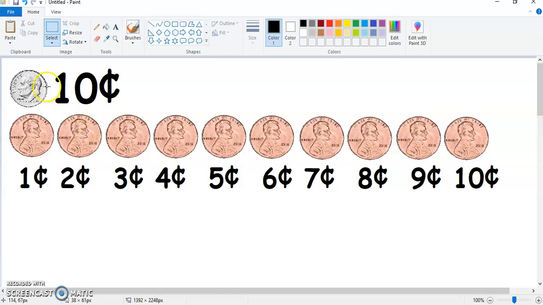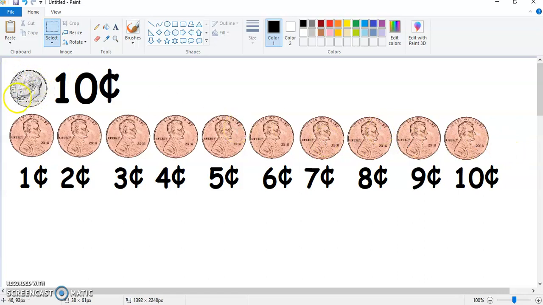So the dime, remember, it's the smallest one, it's silver, and it has ridged edges. Now, it is worth 10 cents. Remember, this is the sign for cent. It's a C with a line through it, 10 cents. That means it is the same as having 10 pennies. Remember, each penny is worth 1. So when we put them together, we can make 10 cents.